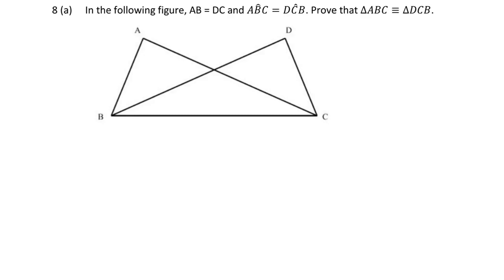Question number 8, part A. In the following figure, AB = DC and angle ABC = angle DCB. We are supposed to prove that triangle ABC is congruent to triangle DCB. Okay, so this is the congruent problem.